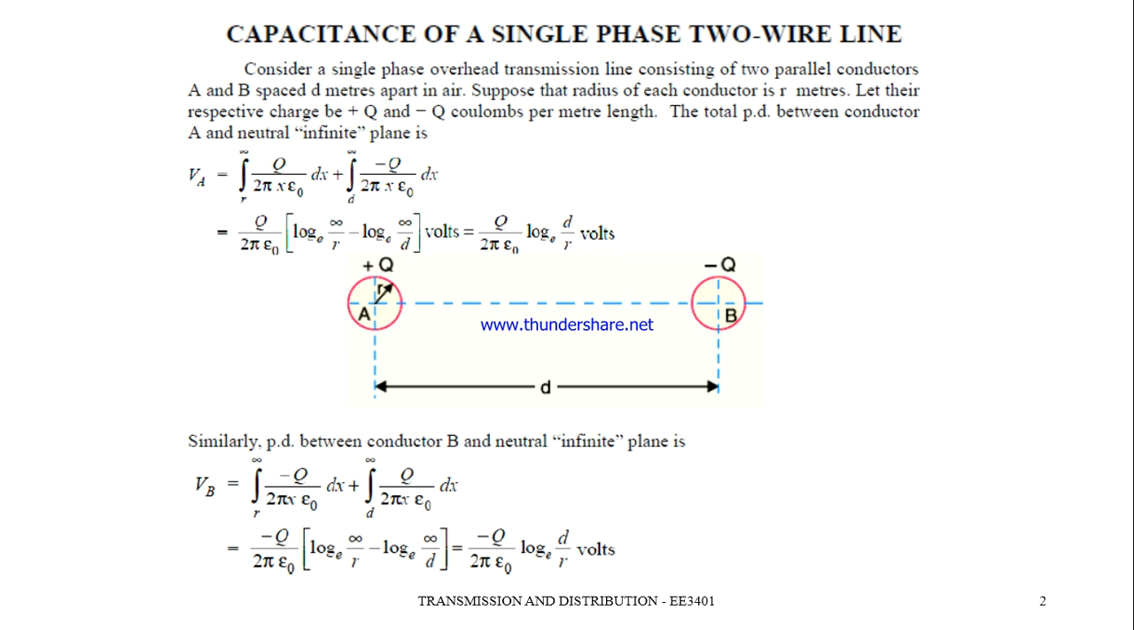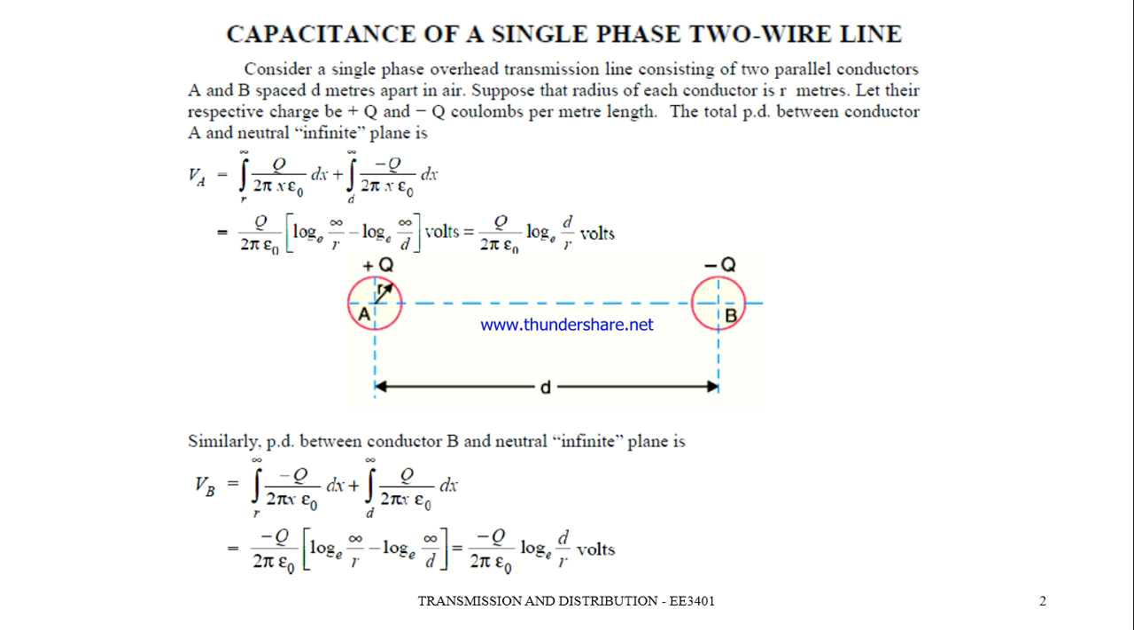So let us consider a single phase transmission line which consists of two conductors, one with a charge of plus q and the other minus q. Both the conductors are of radius r. While considering the voltage VA, we have the impact of plus q as well as minus q. For plus q it is from r to infinity, and for minus q it is d to infinity, I mean the distance between A and B. This is how we calculate VA.